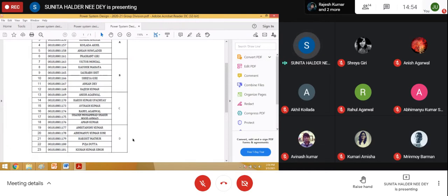So actually there are 4 blocks in the map you have got, and you have to design, each group has to design 1 block, right?